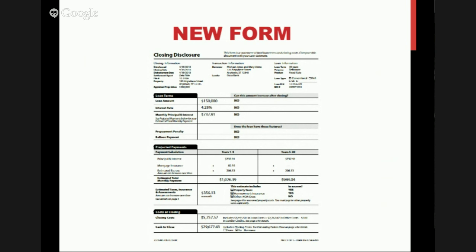In years 5 through 30, it's the same number as that disclosure in the first section and in the first 4 years. There's no change there because that question that says, can this amount increase after closing, is no. If that amount is yes, these numbers down here in this projected payment section will be different based on what the changes might be from the agreed upon features of the note that you signed.